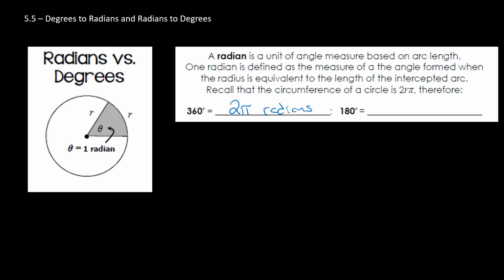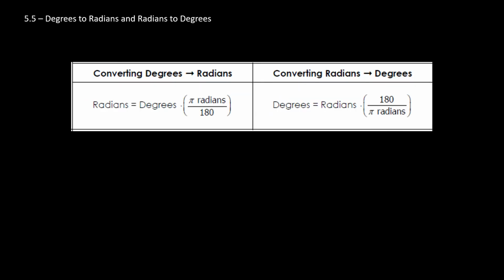So one full revolution is 2 pi radians. And 180 degrees is equivalent to pi radians. So let's start converting between radians and degrees. So we've got this formula here.